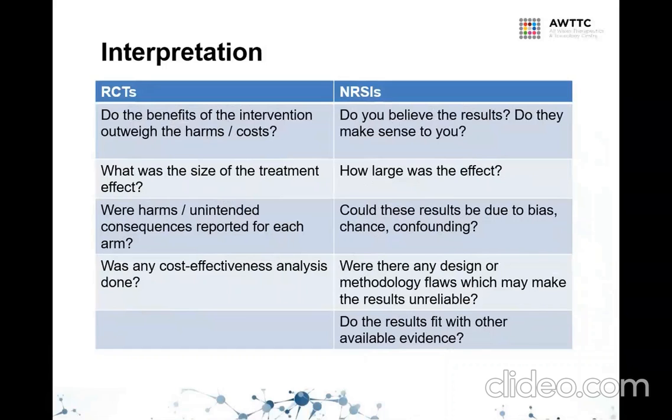So as I say, there are some tools available that assist with assessing all of these domains that I've discussed. For RCTs, there's the Risk of Bias 2 tool, and for non-randomised studies of interventions, the ROBINS tool. There's also the Grading of Recommendations, Assessment, Development and Evaluations, or the GRADE tool.